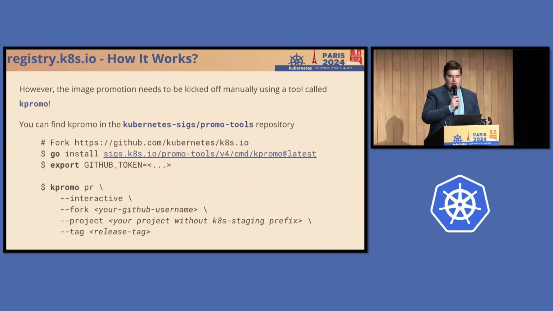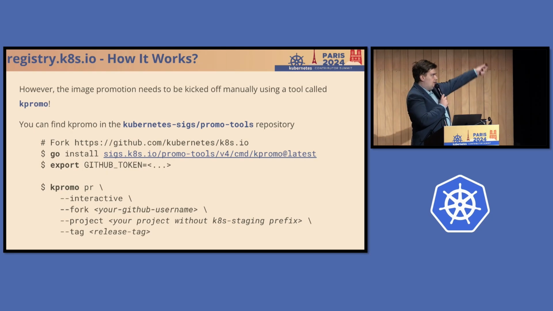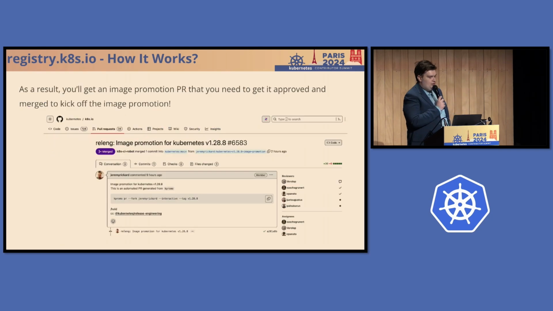What you do is you take the k8s.io repository, you fork it, you install the kpromo tool that we have, you export the GitHub token, and you run this command here, which is kpromo pr. You provide your project that you got from the k8s.io repo to push your images to. You provide the tag, and it's going to create a PR for you that you just need to hold cancel, get approved, and merged, and after that, your image will be public to users.